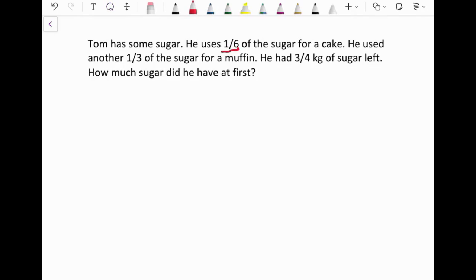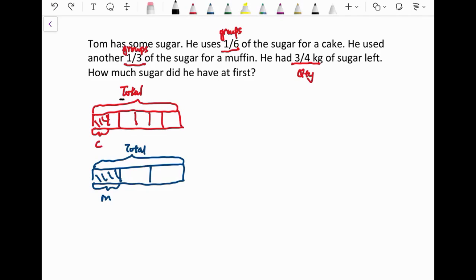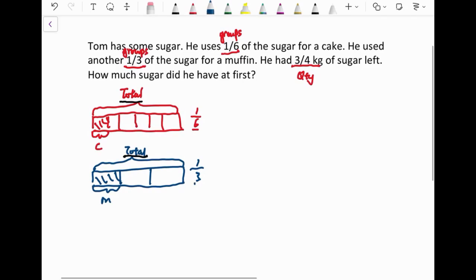Using the reframing method, write groups above fractions without units and quantity above those with units. You know the grouping for the sugar he used for the cake and the grouping that he used for the muffin. For the cake, he uses 1 out of a total of 6 groups, and for the muffins, he uses 1 out of a total of 3 groups. However, the total here should be referring to the same total, which is the amount of sugar he had at first. This means that the 3 groups are of a different size than the 6 groups here.